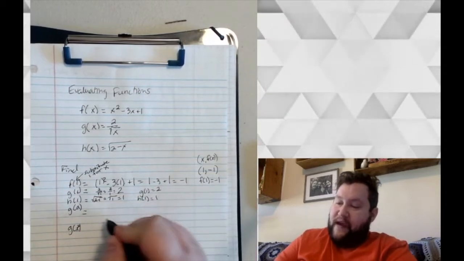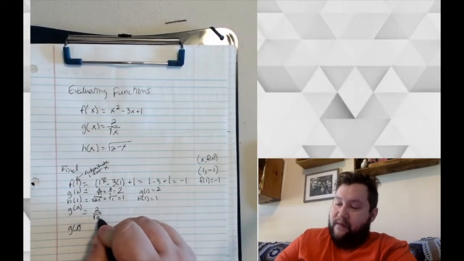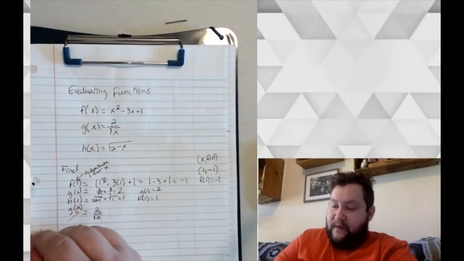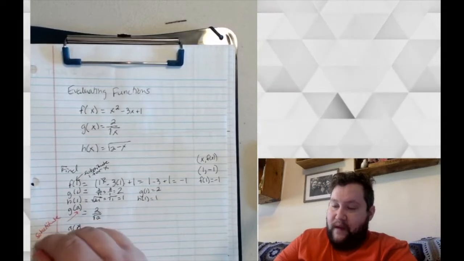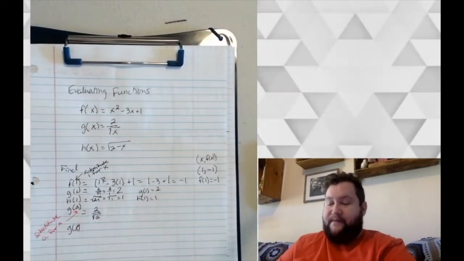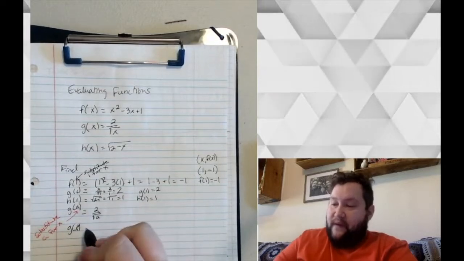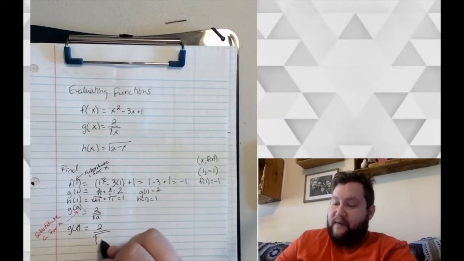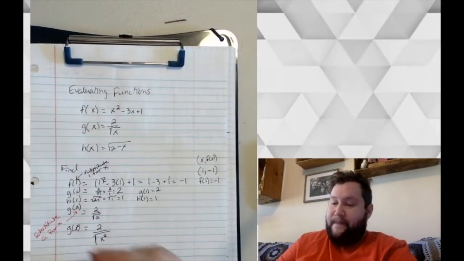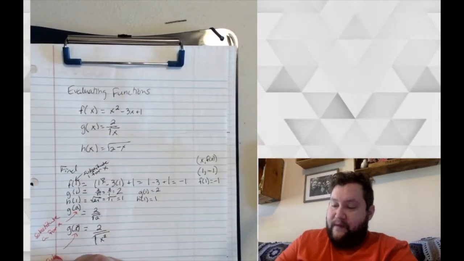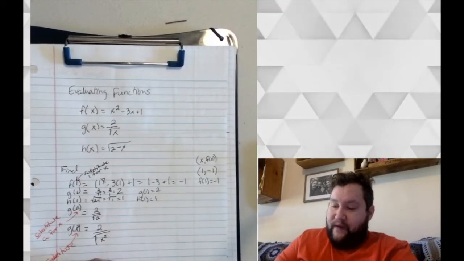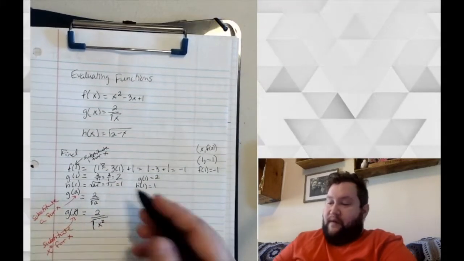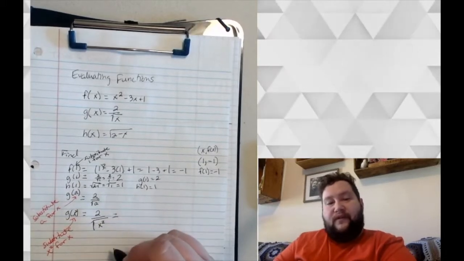Now if we want to find g of a, we have 2 over the square root of a, because all this means is substitute a for x. Or g of x squared, we do 2 over the square root. And now everywhere there's an x, we substitute an x squared. Substitute x squared for x. And so here, we have the square root of x squared.